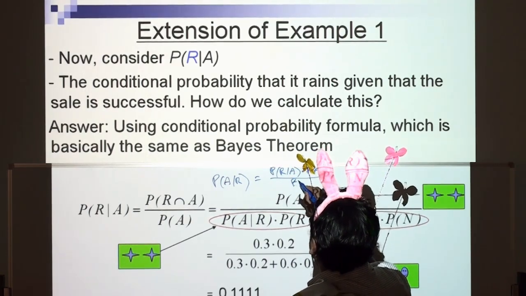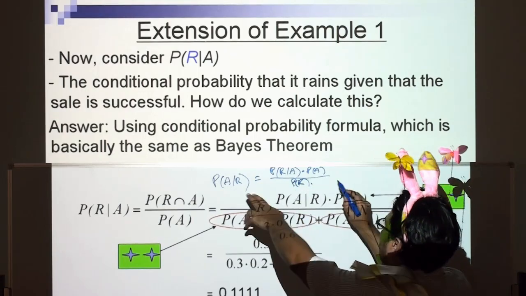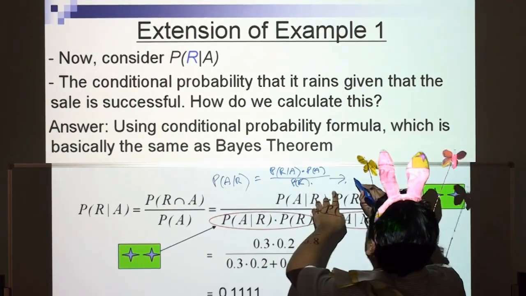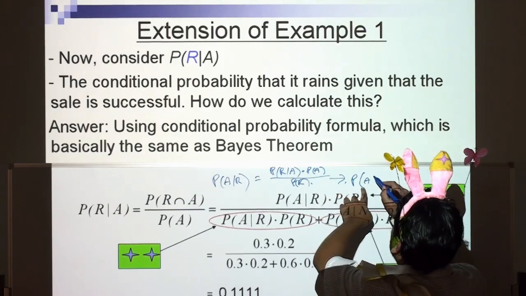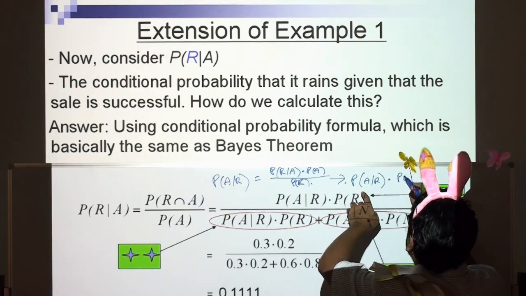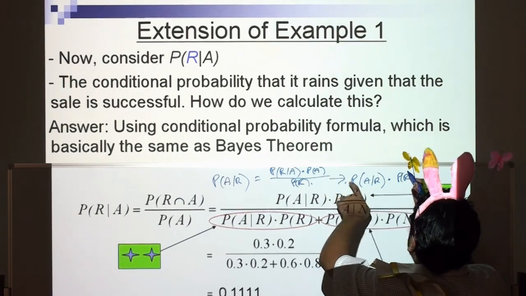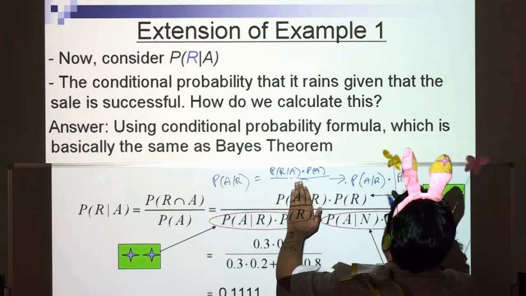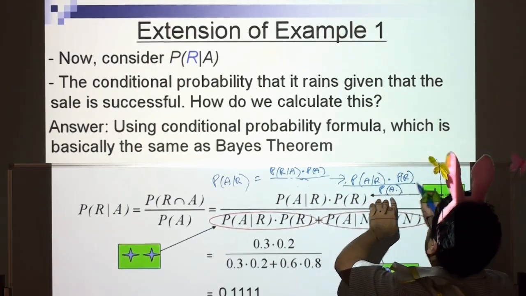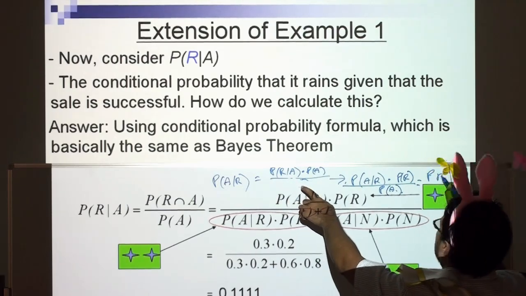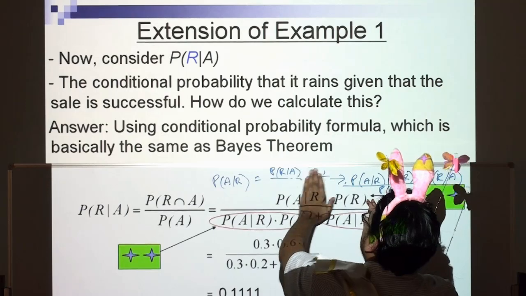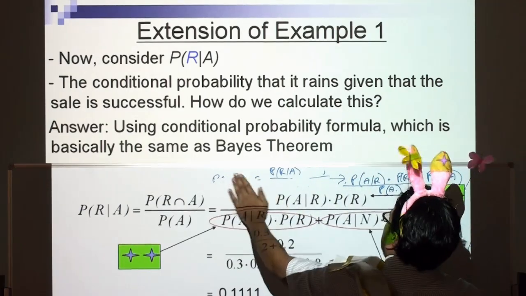Probability of R. So what we can do here is make that the subject, move that here. That becomes probability of success given rain, multiplied by the probability of R, and then we divide all that by the probability of A. And then that will equal the probability of RA. Can you see what we've done? We've moved everything here to that side, and then we get this formula.